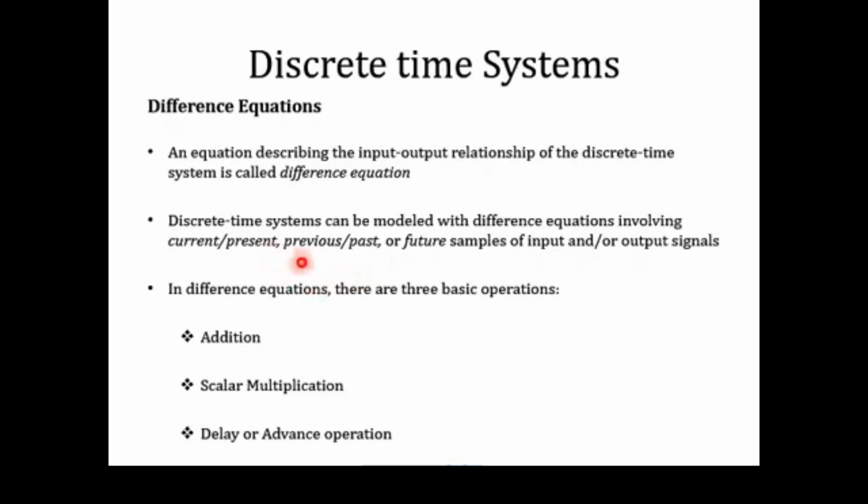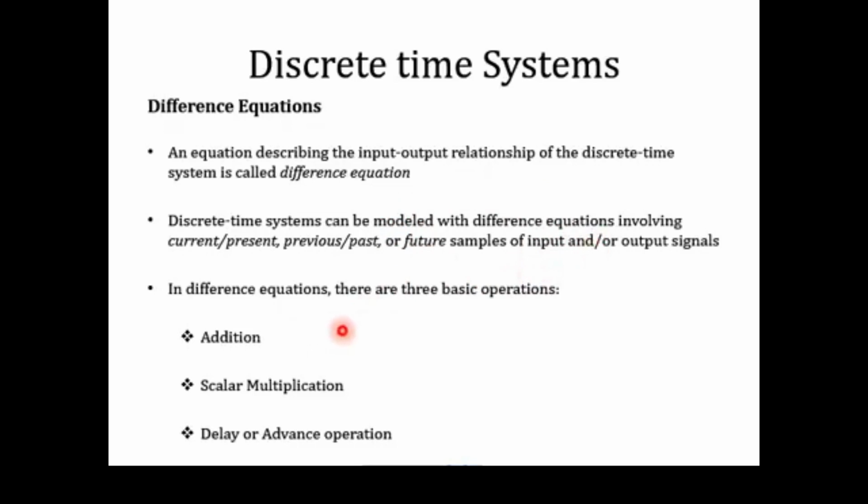In real-time processing systems, we can use only the present and previous values of our signal, while in the case of recorded data or post-processing systems, we can also use the future samples of our signal because the whole data is given to us.